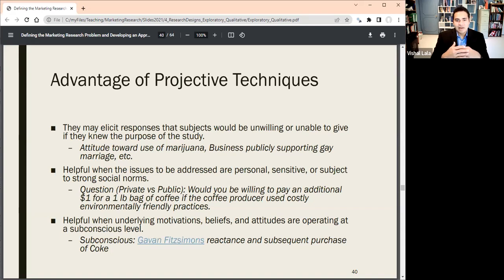Projective techniques then are really good in general at learning about issues that subjects are normally not willing to respond to or unable to give a response to. They're helpful in addressing issues that are personal or sensitive.